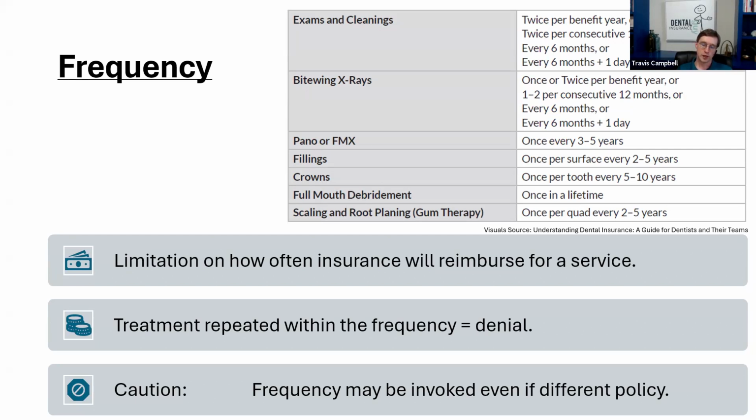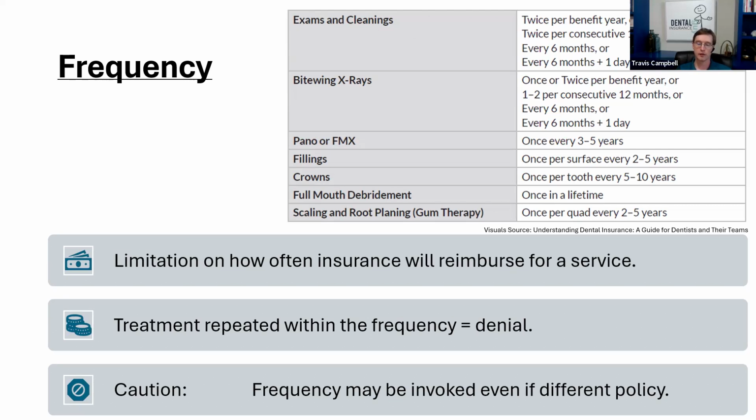Now, the caution is frequency more and more in today's world is being invoked, even if the treatment was done on a different policy or a different insurance company. It comes up most often with crowns. So for instance, if the patient had a crown done in 2020 with Delta, and now the patient has Aetna, Aetna may still claim that crown is only 4 years old, and therefore we're not paying for it because our limitation is every 5 years. And therefore you're going to have that problem.